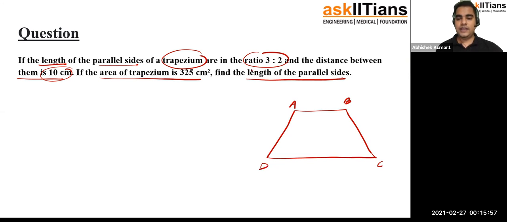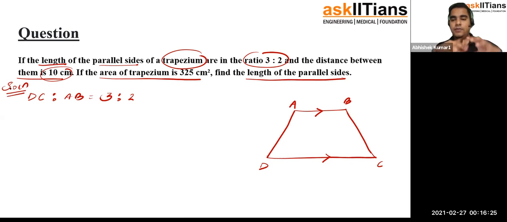So what are we provided? We are provided that the lengths of the parallel sides are in the ratio 3:2. Here in this trapezium, the parallel sides are AB parallel to CD. Because the ratio is 3:2, we can say that DC to AB is equal to 3:2. Why have I taken DC to AB? Because the length of DC is more if you compare it with the length of AB. So this is provided to us.